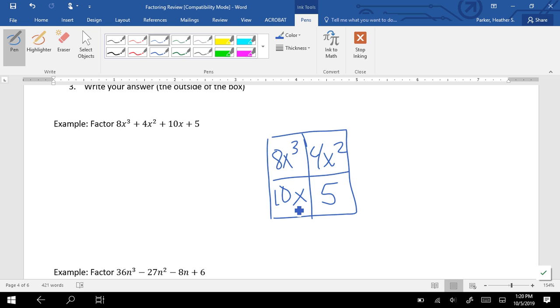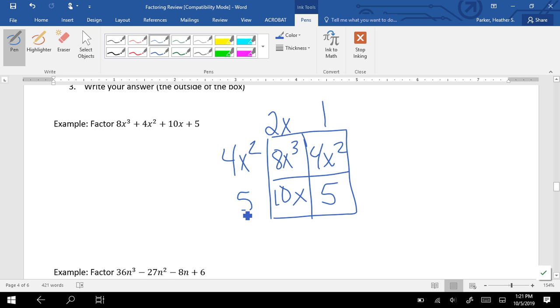So looking at my first column, 8x cubed and 10x. 2 is common between the 8 and the 10. X is common between the x cubed and the x. Remember, you're always going to go with your lowest exponent. Then looking at my second column, 4x squared and 5, they only have 1 in common. The 5 doesn't have an x, so no x goes there. Looking at my first row, 4 and 8, 4 is common. And then for my variable x, the smallest exponent is squared. And then my last row here, 10 and 5, the 5 is common, x is not common.